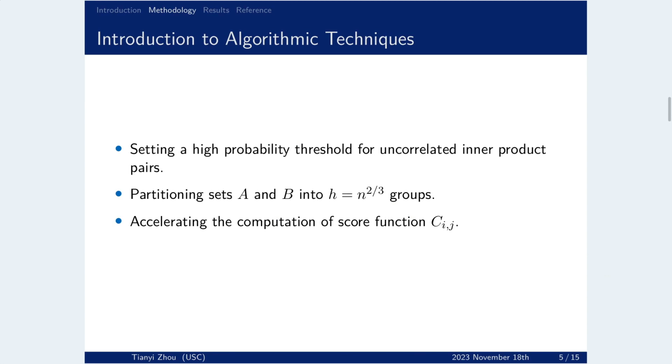So in our method, we first set a high probability threshold for the uncorrelated inner product, and then we partition set A and set B into n to the power of 2 over 3 groups. After partitioning them, there are many groups, and for each group there's a score function which we define as C, and then we accelerate the computation of that score function C.